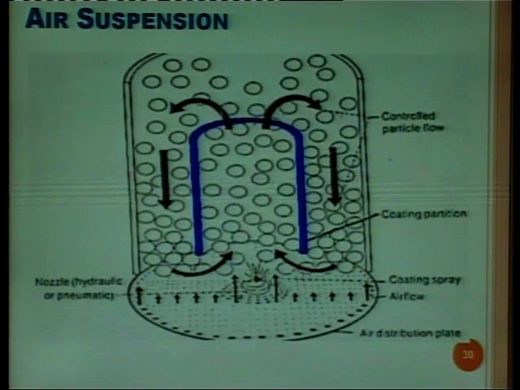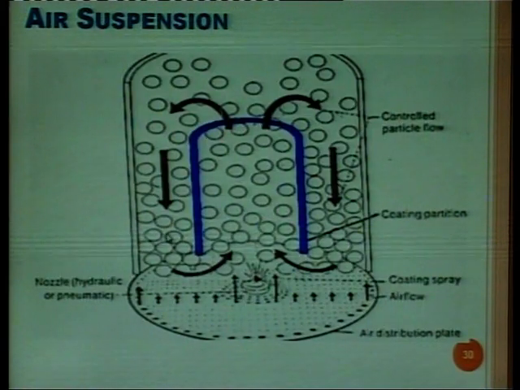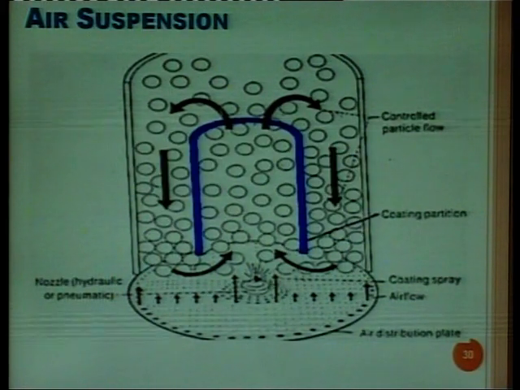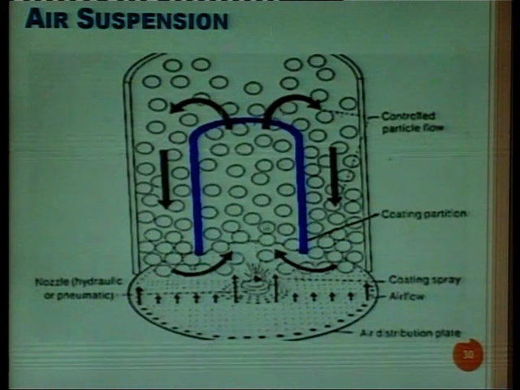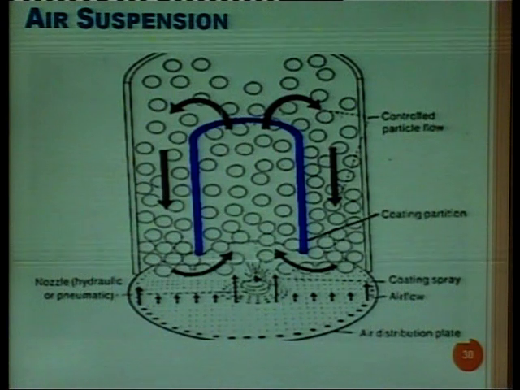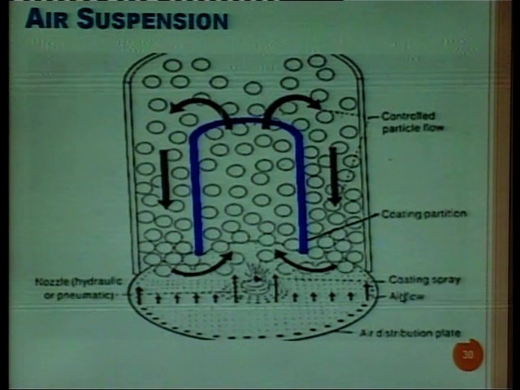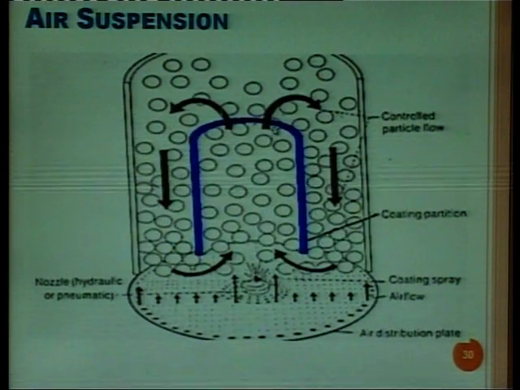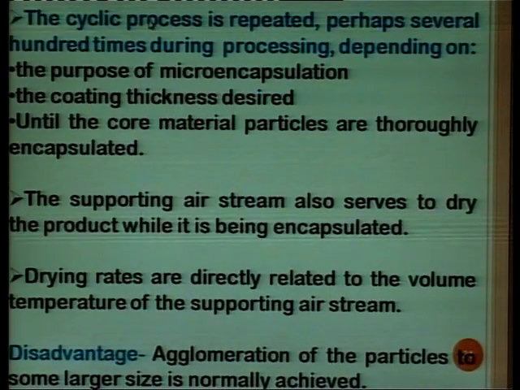This figure also shows the air suspension technique. At the bottom is the air flow, with the particles suspended in upward flow, and this is the nozzle and air distribution. This is the air distribution plate, and this is the coating partitioning, coating spray. So by this method you can coat the core material.